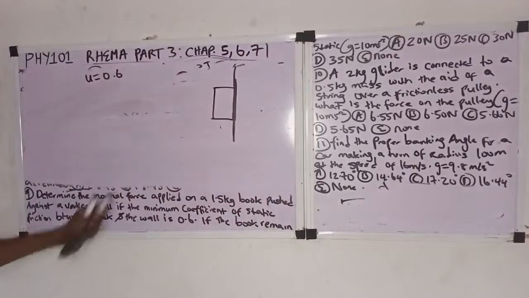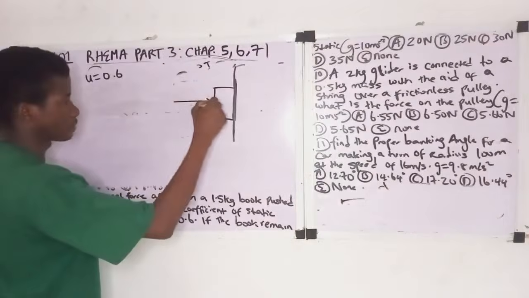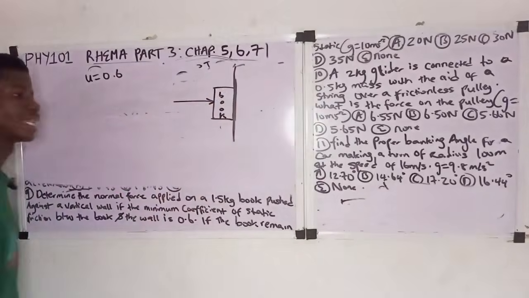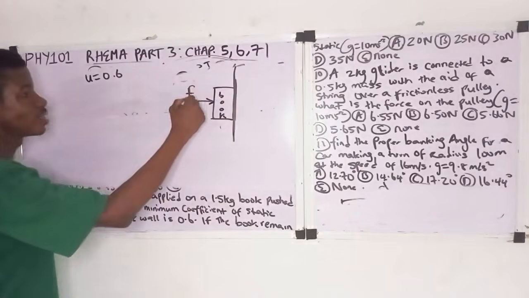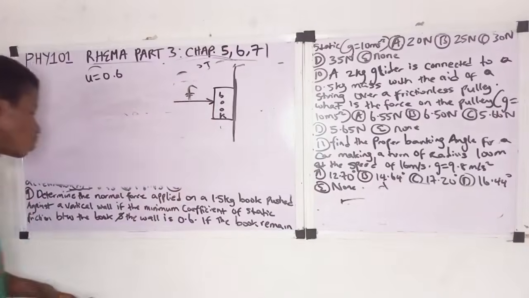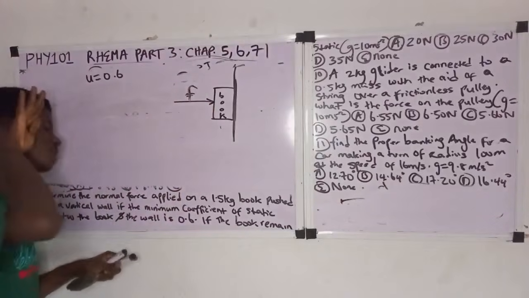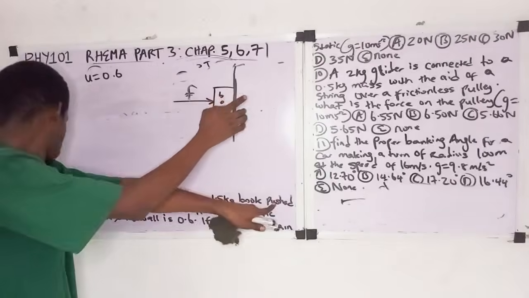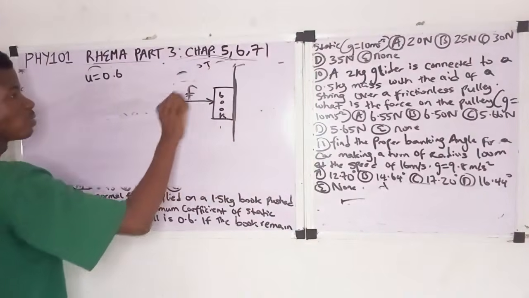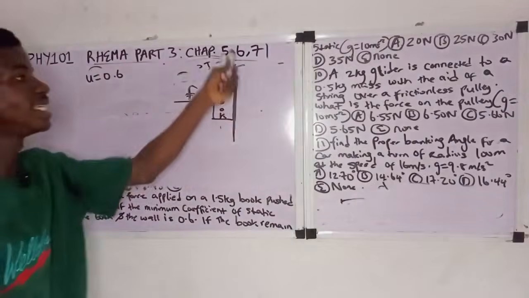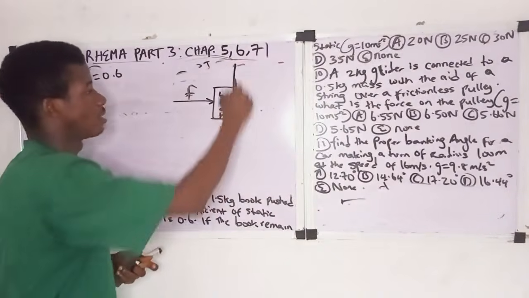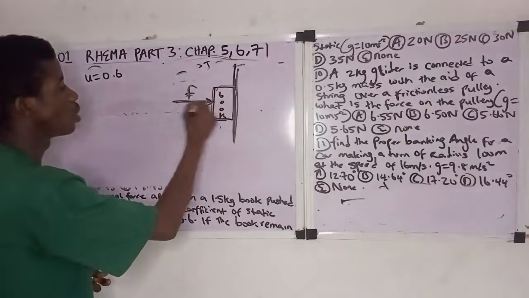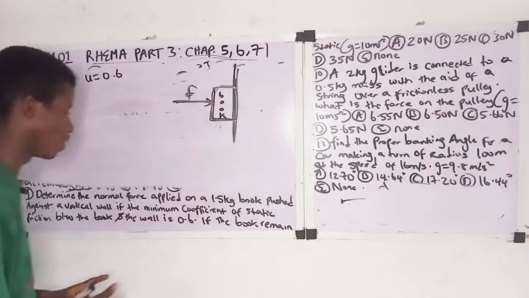Let me explain. We are to determine the normal force. Now this is the force, and this is the book. The force pushes the book against this vertical wall. So this is the wall, and this is the book. We have to look for the force that pushes this book towards this vertical wall.